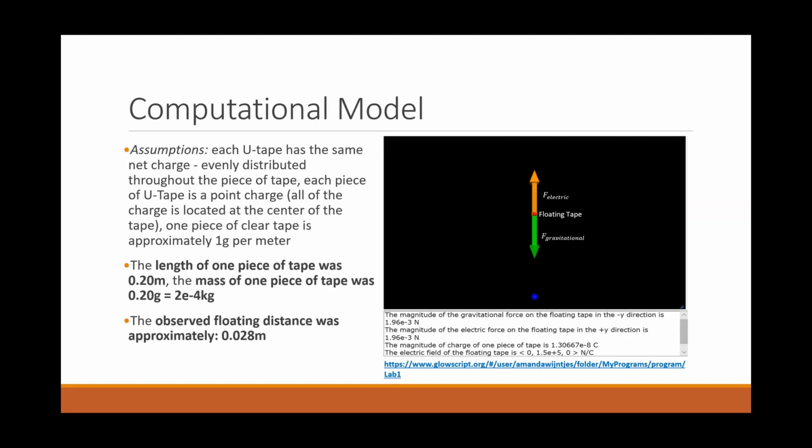To the right, you can see my computational model. F electric is symbolized by the orange arrow. The green arrow symbolizes F gravitational, and the red sphere symbolizes the floating tape. F electric and F gravitational are equal and opposite to each other, symbolizing that the tape was motionless.